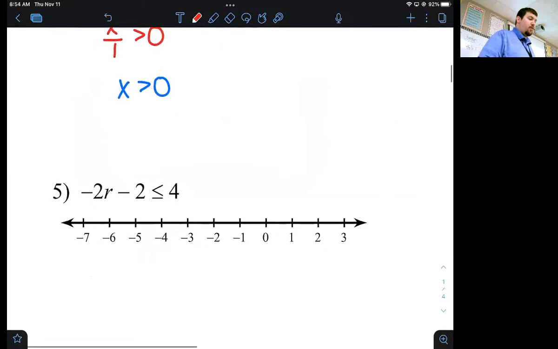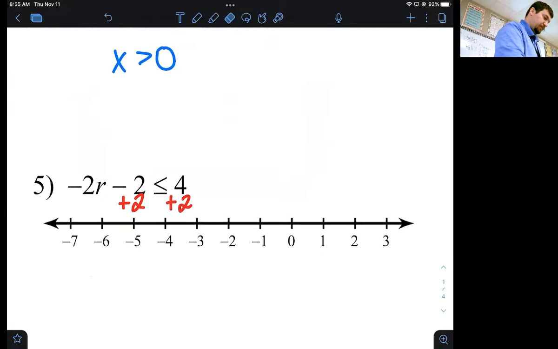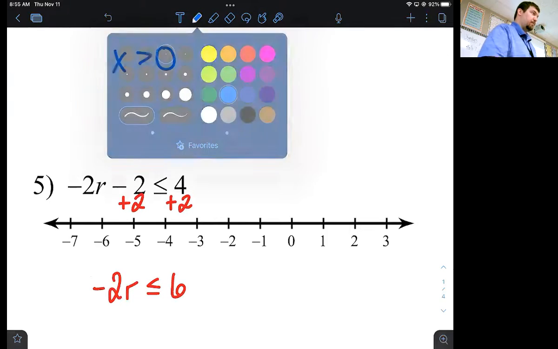Number 5, -2r minus 2 is less than or equal to 4. Maddie Cheeseman, what's our cousin Eddie term? And it's this one right here, correct? Yeah, because there's 2 -2s. How do I get rid of that -2? Good. I'm going to write it real tiny. Maddie, what's 4 plus 2? 6. So -2r is less than or equal to 6. Step 1 is done.